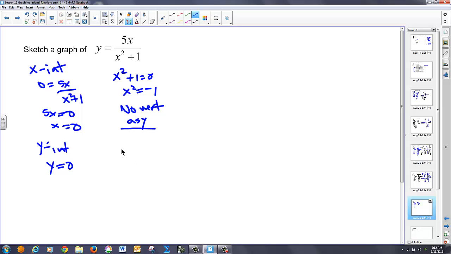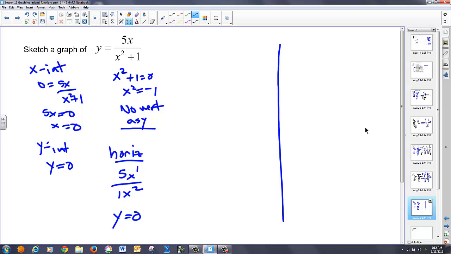Now, I look at the degree of the numerator for the horizontal, and that's 5x to the first. The bottom is 1x squared, degree of the numerator less than the degree of the denominator, y equals 0 is my horizontal asymptote. Let's go ahead and sketch some things out.